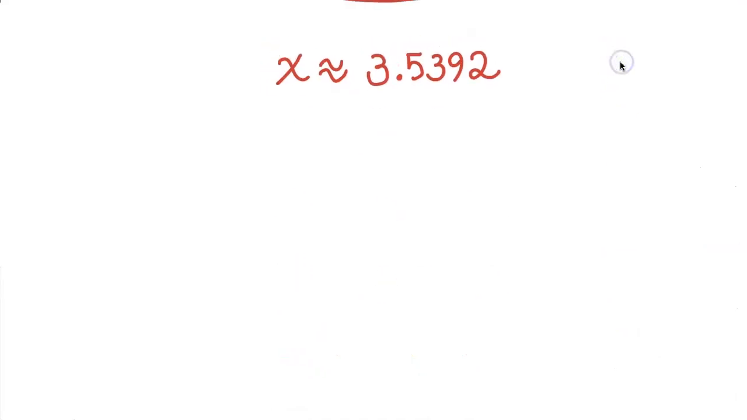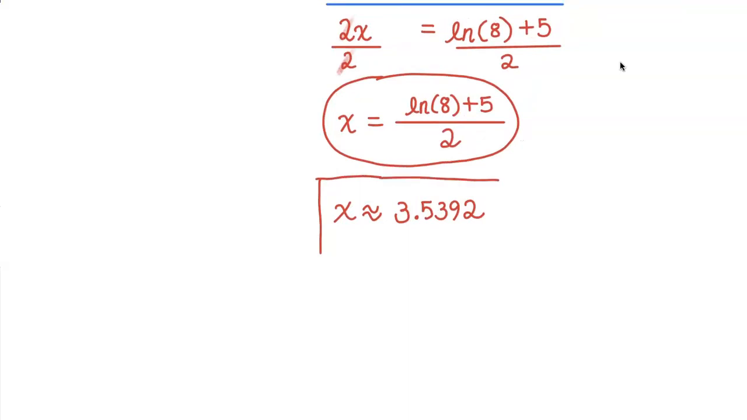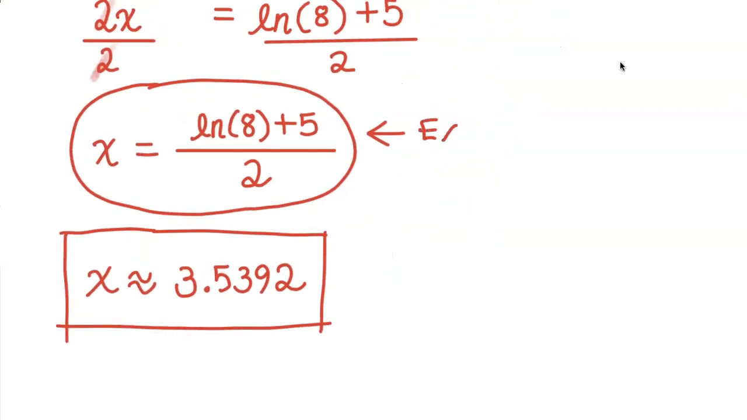So for your final exam, make sure to give both the exact form. And what we mean by exact form is this, what we typed into the calculator. This is the exact form. And the decimal approximation will be what you get from typing that into the scientific calculator.